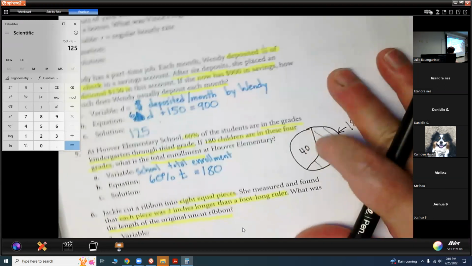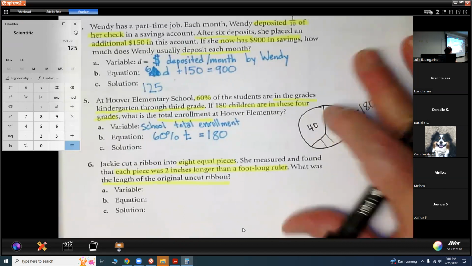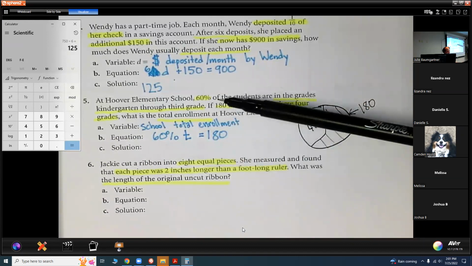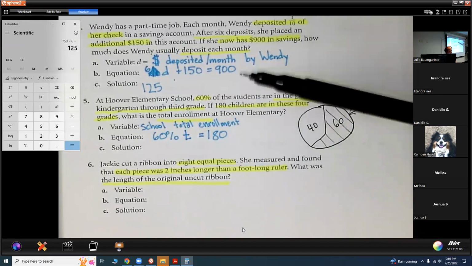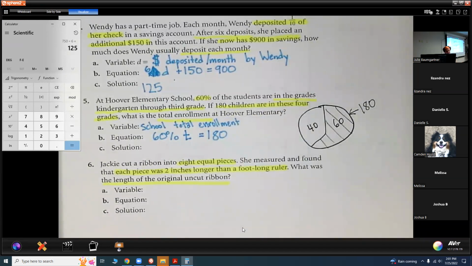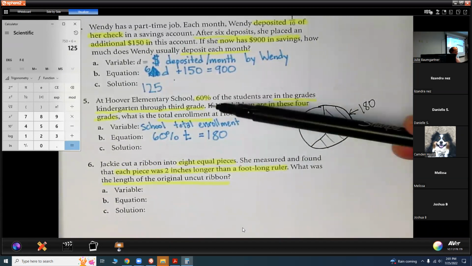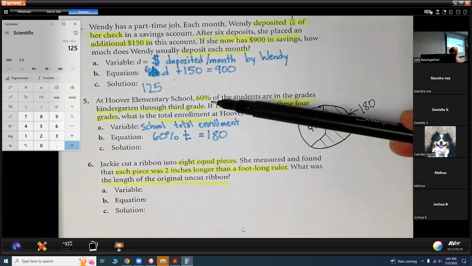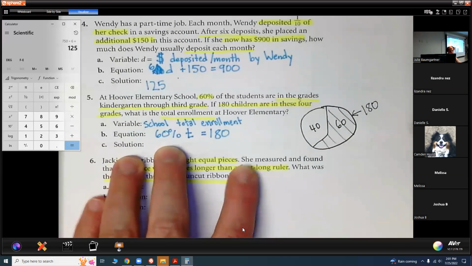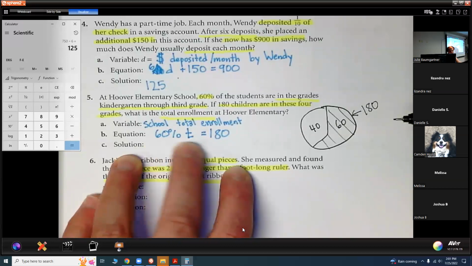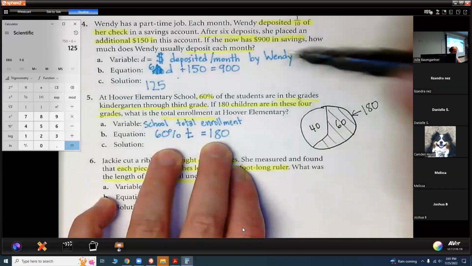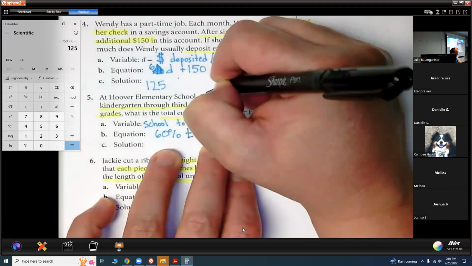Anyone else get an answer or figure out how to do number 5? When we work with percentages, it's kind of annoying and hard. I don't even think on my scientific calculator I can put 60% into anything. So this is our equation. Basically what we need to do is divide both sides by 60%. When we're dealing with percents, it's easiest to convert them into decimals.